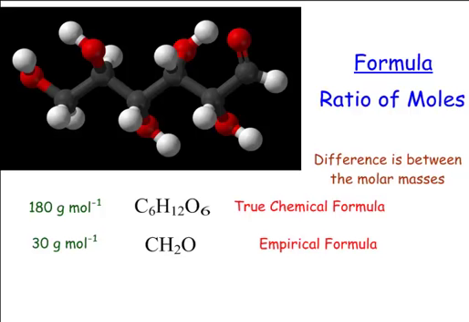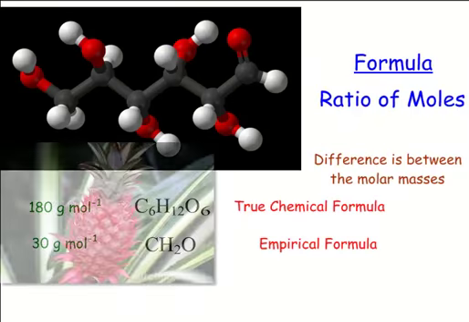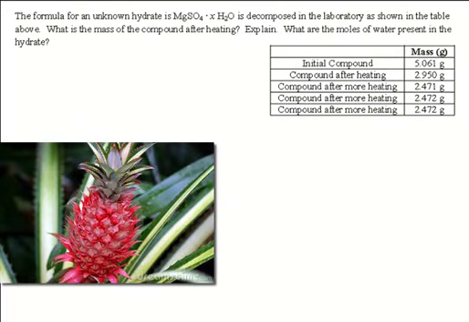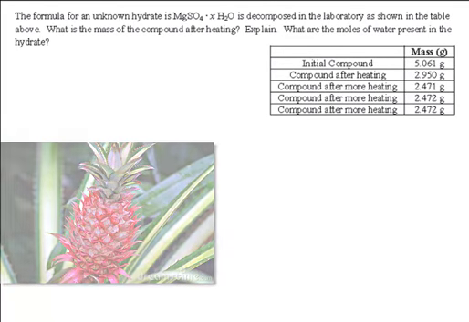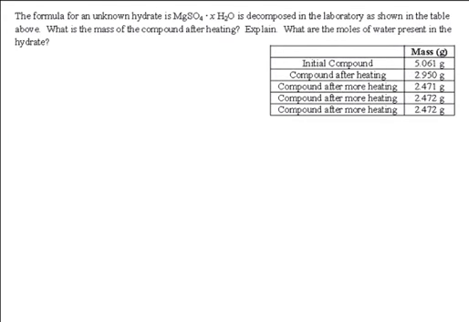So anytime you're looking for the true formula, you need to be given or need to be able to find out what the true molar mass is. Let me show you a nice problem. This is a very common problem. This is when we decompose something. Here we're going to take magnesium sulfate with something water. We call that a hydrate. There's some amount of moles of water inside the magnesium sulfate.